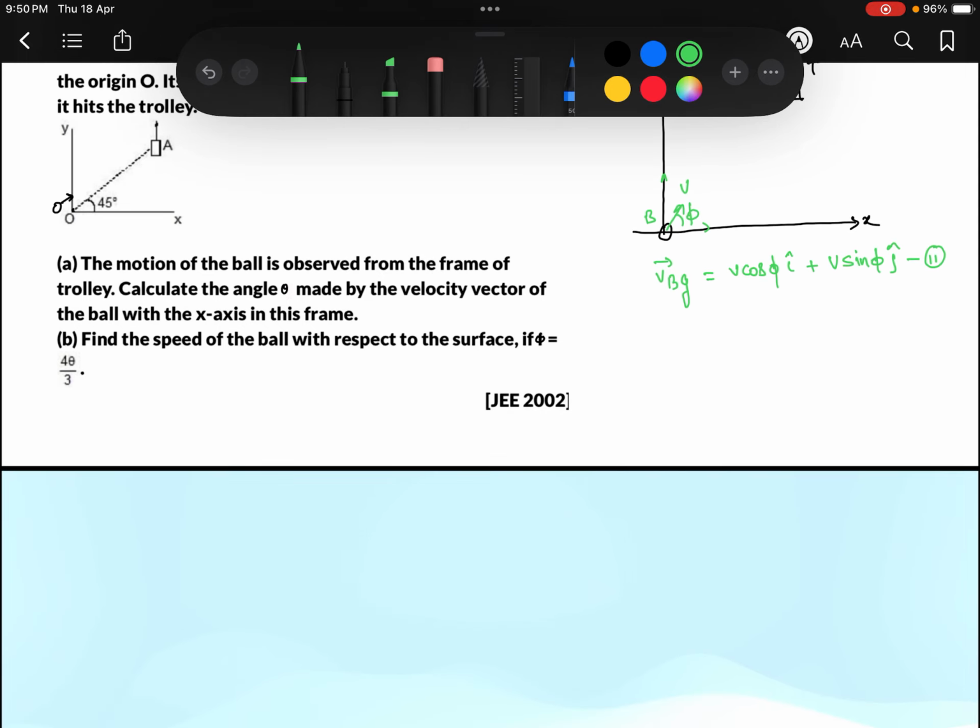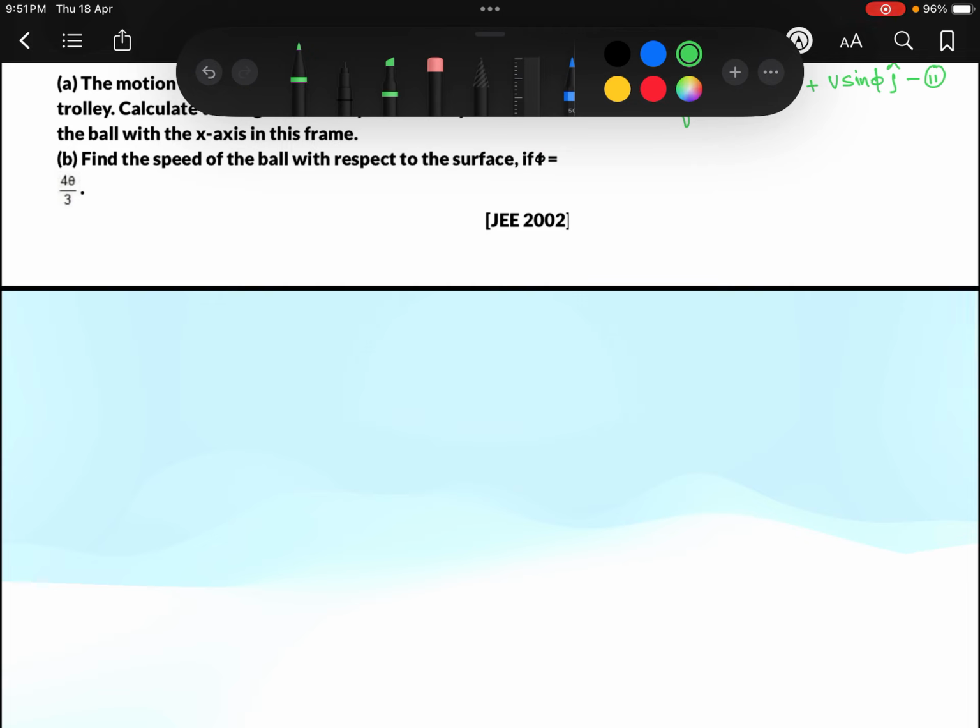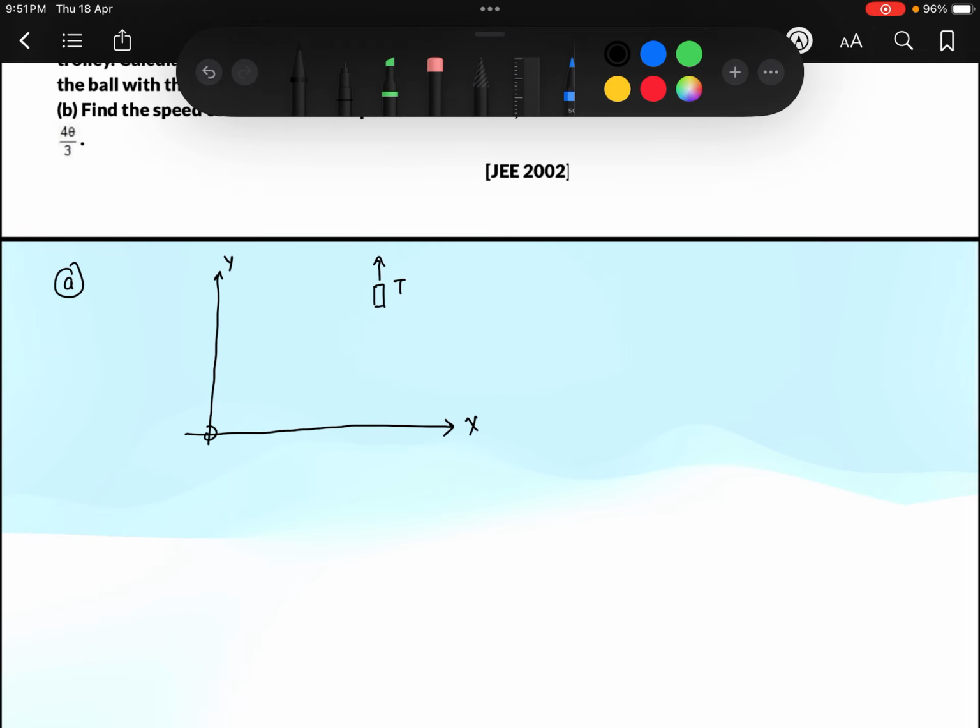A part: the motion of the ball is observed from the frame of the trolley. Calculate the angle theta made by the velocity vector of the ball with the x-axis in this frame. This is a simple question actually. This is our y-axis, this is our x-axis. This is the trolley moving with some speed, and from point O a ball is being thrown.